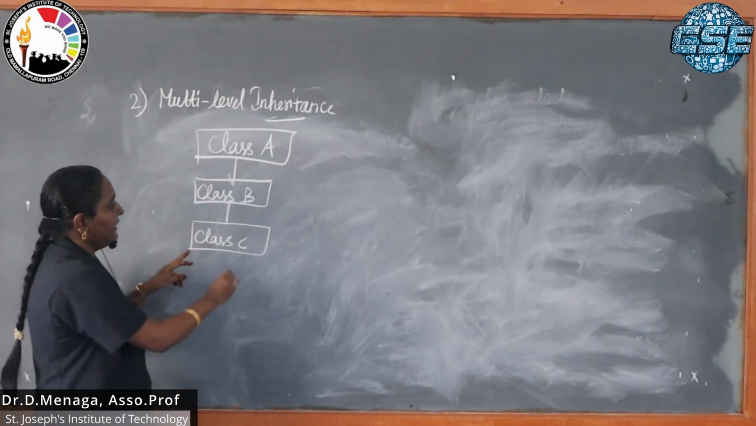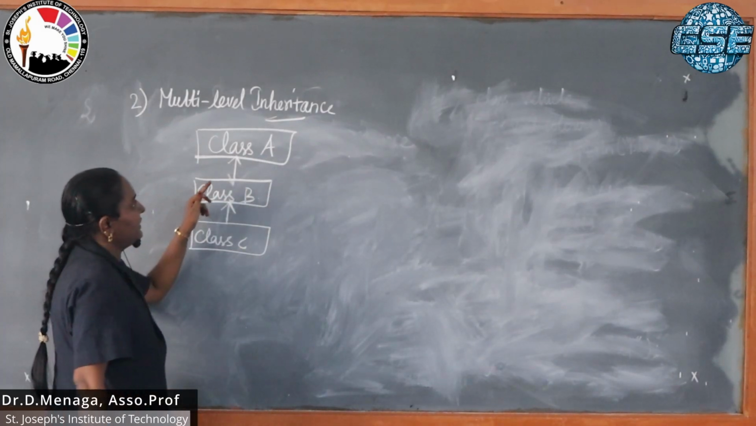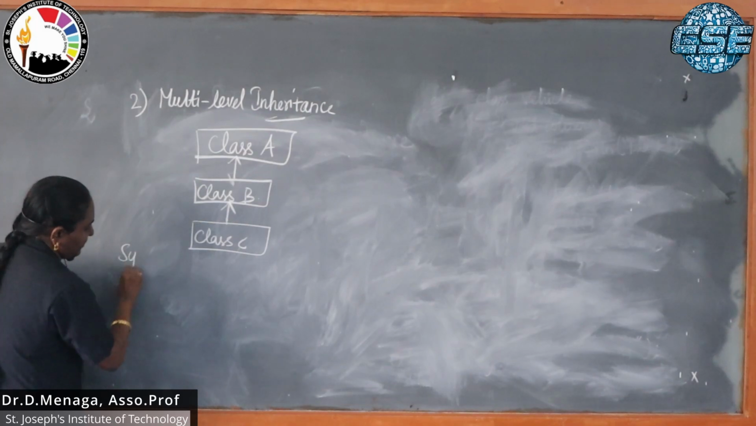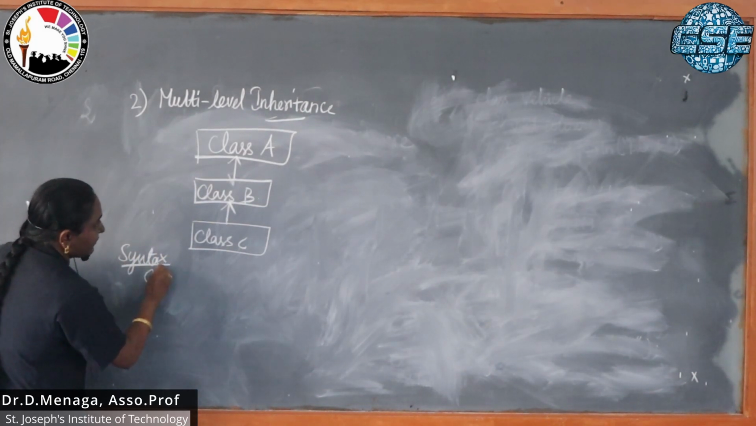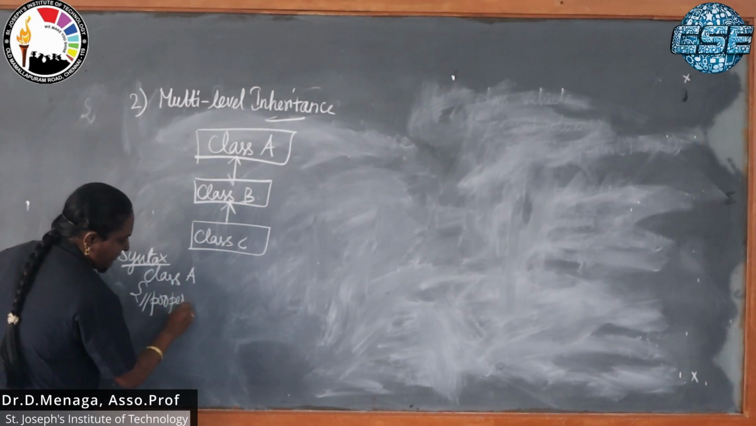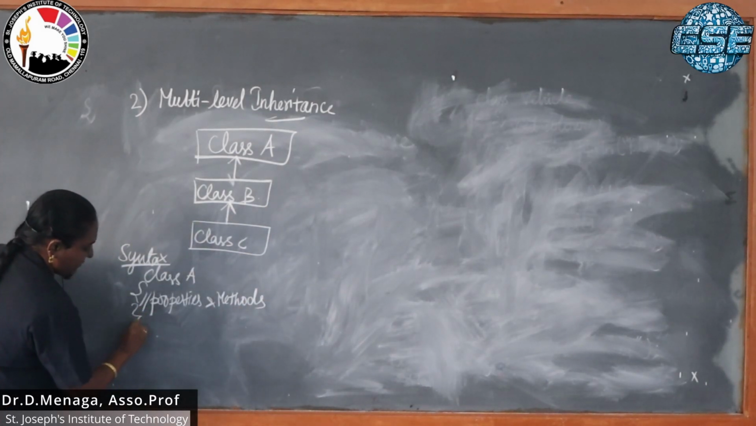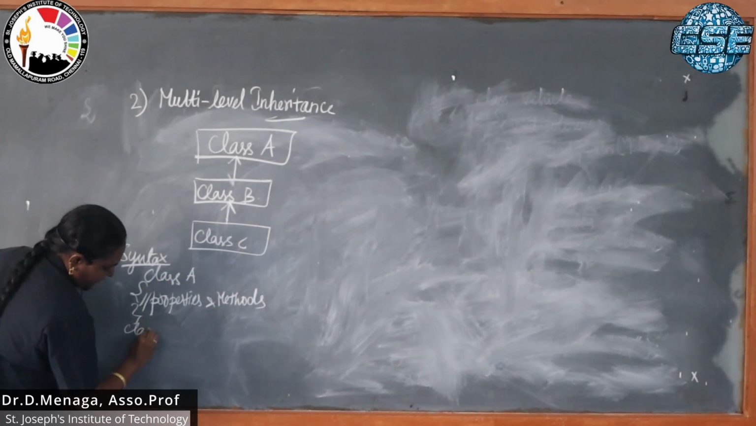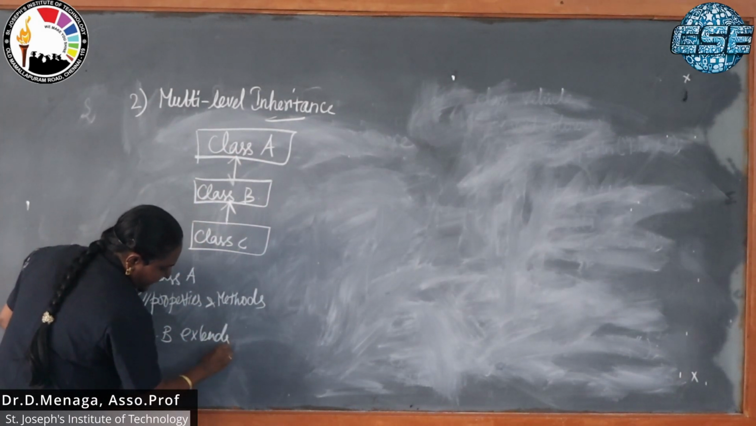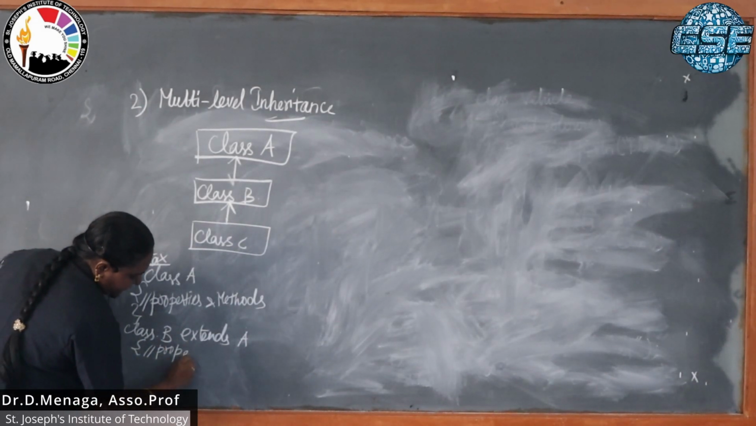So from class C we can inherit the properties and methods of class B, and from class B we can inherit the properties and methods of class A. So here we can denote this in the syntax as class A with some properties and methods, and we have class B. So this class B is going to inherit the properties and methods of class A. So extends A. So this also will have some properties and methods.